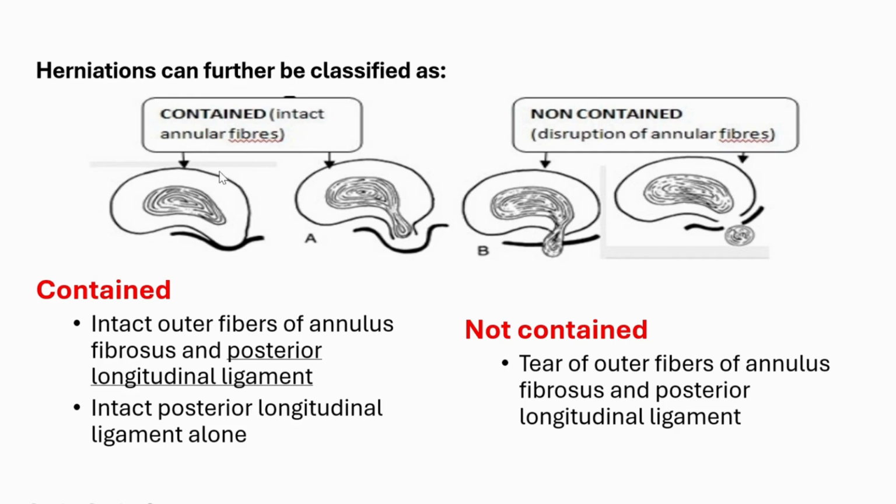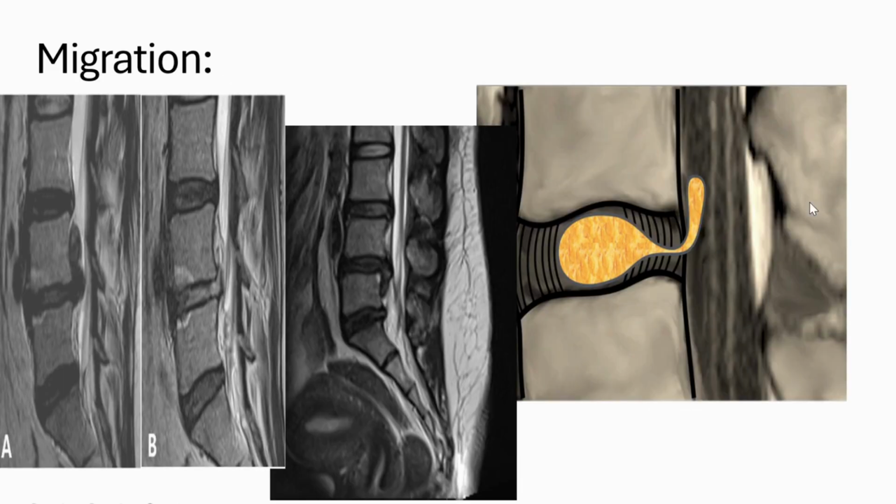So protrusion, asymmetric disc bulge, protrusion comes in the contained type, whereas the disc extrusion could be both contained or non-contained type. Migration and sequestration come in the non-contained type. Now the migration. What is migration? After disc herniation, there is migration of the content cranially or caudally.